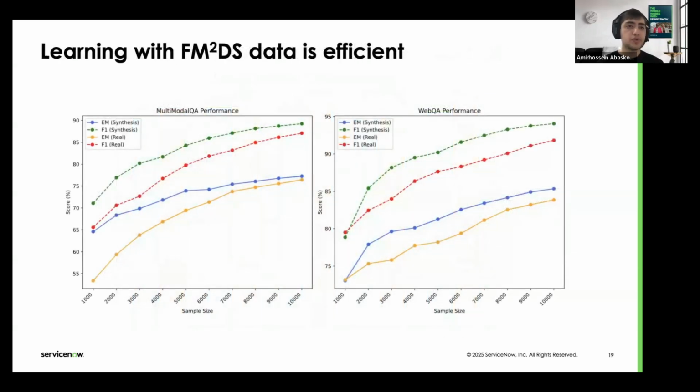Also, our experiments show that FM2DS makes the learning curve faster. So you learn faster when you're doing hard work. The two reasons we hypothesize this is happening are, one, the queries that we have, and the other is that we are doing a harder task compared to the benchmarks that we are using here, which are multimodal QA and web QA.